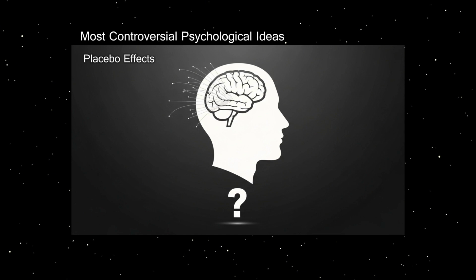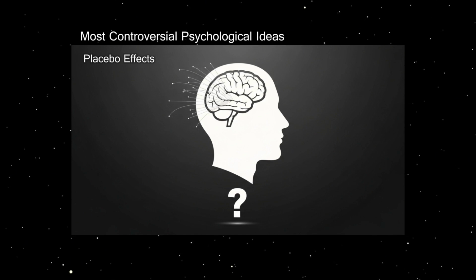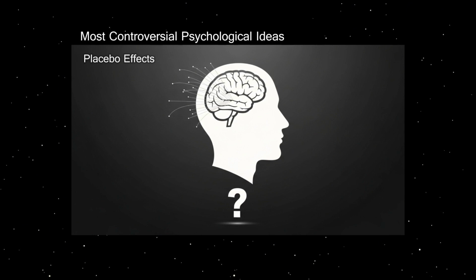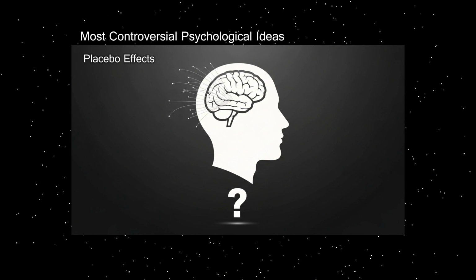Furthermore, the placebo effect is not just in the mind. Neuroimaging studies have shown that placebos can activate brain regions involved in pain modulation, emotion regulation, and reward processing.